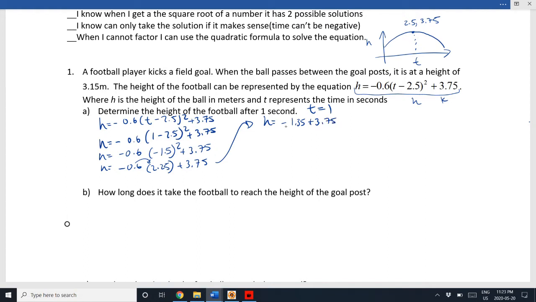And so we're just going to add these two together to get our h. h is equal to 2.4. And so we can conclude this. We can say, therefore, the height is 2.4 meters after 1 second.